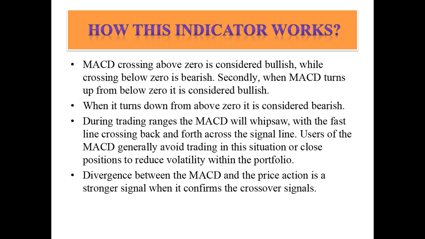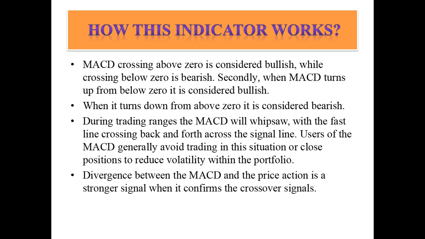So how does the indicator work? The MACD crossing above zero is considered bullish, while crossing below zero is bearish. Secondly, when the MACD turns up from below zero, it is considered bullish. When it turns down from above zero, it is considered bearish.